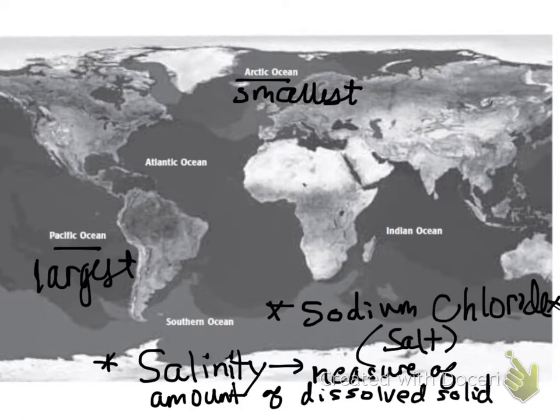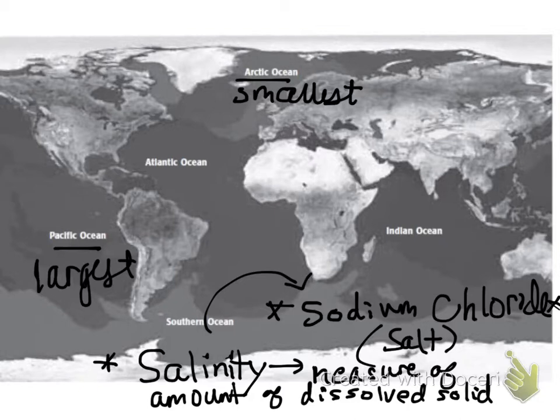So if you took sugar and put it in water, you could measure the salinity of the water, that dissolved solid, how much sugar is in the water. So salinity doesn't refer just to salt, but the most abundant dissolved solid in the ocean is sodium chloride. So the greatest salinity is sodium chloride.